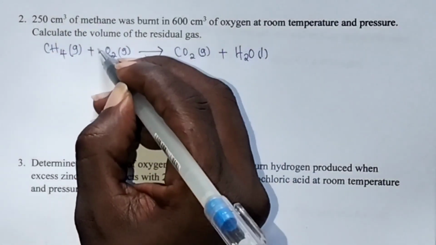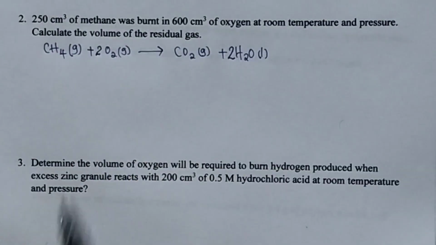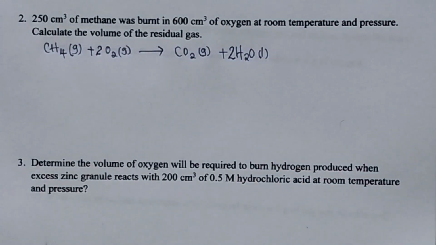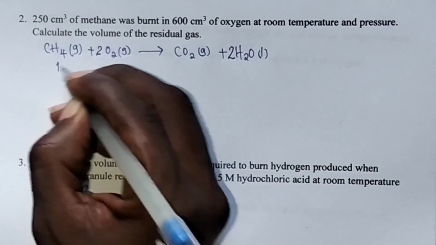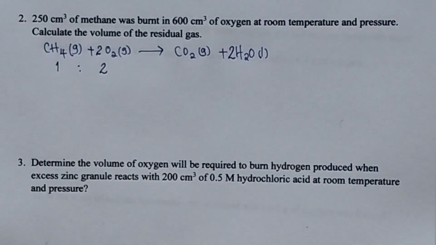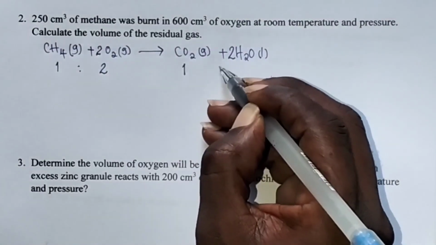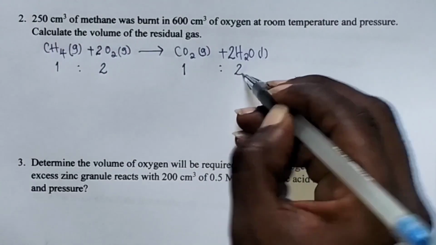When we are balancing, we put 2 here and we also put 2 here to balance the equation. Okay, so if you have that, let's see the mole ratio between methane and oxygen, it's 1:2. The one for carbon dioxide, it will be 1, with the water, which is 2.